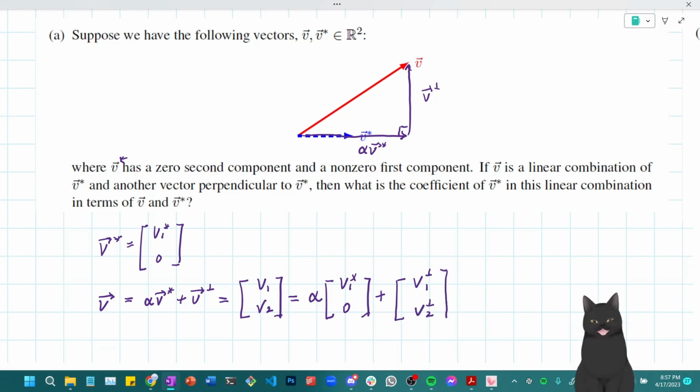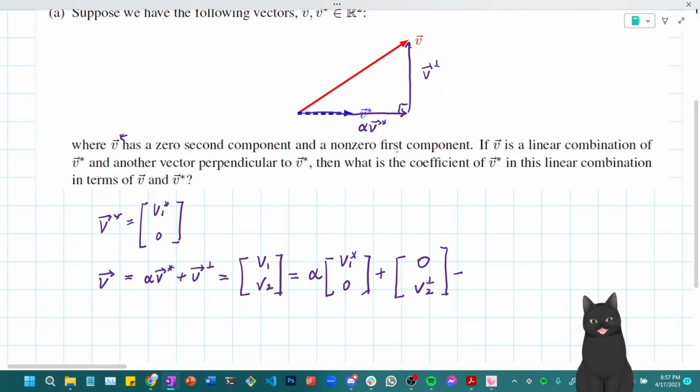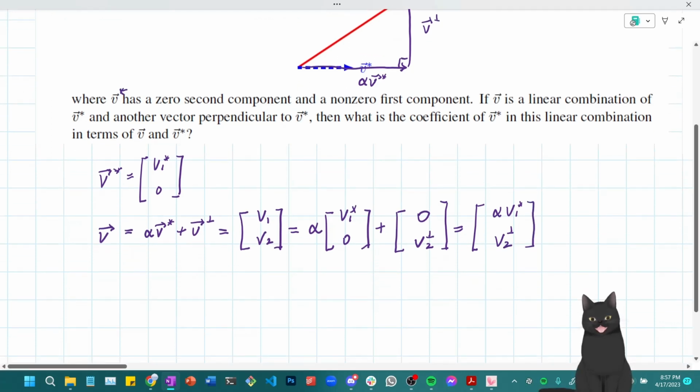There's another thing that we want to take care of, which is these two unknowns. They're annoying. But here's a trick. V star is a vector along the x-axis, and v perpendicular is perpendicular or orthogonal to v star. So that must mean that v perpendicular is a vector along the y-axis. That means its first component is 0. So I get that v1 is equal to alpha v1 star, and v2 is just equal to v2 perpendicular. So then I can derive this identity around alpha, saying that alpha is equal to v1 over v1 star. Okay, so that's our solution for part A.